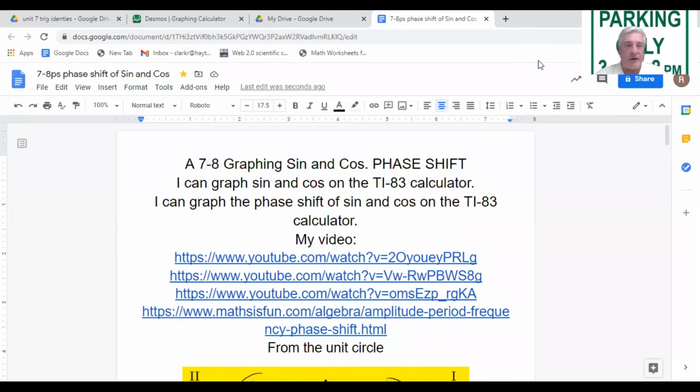Okay, this is either video number 3 or part number 3 of a very long video. But right now, I'm going to talk about the phase shift. Phase shift is how we're going to move our graph right and left. And it says I can graph the phase shift of sine and cosine on the TI-83 calculator.